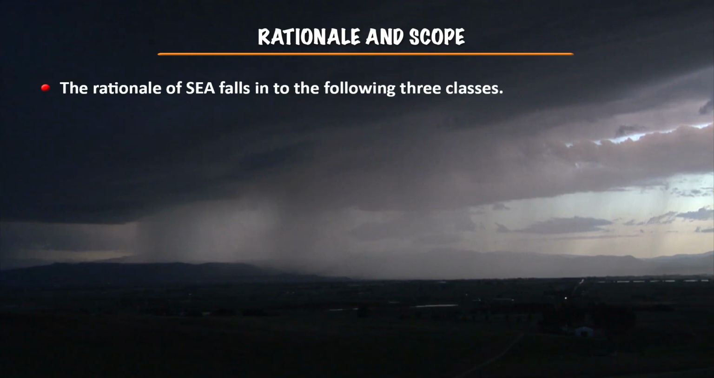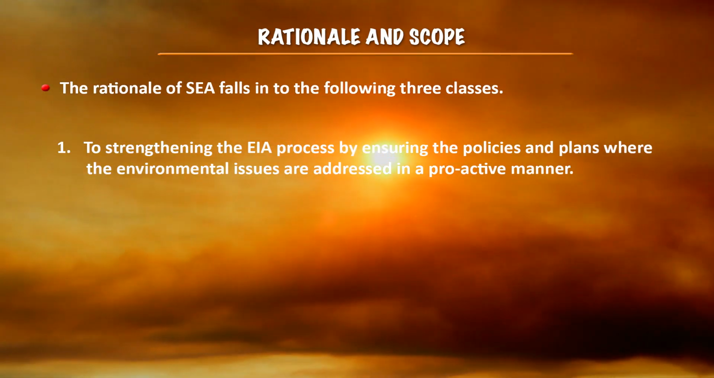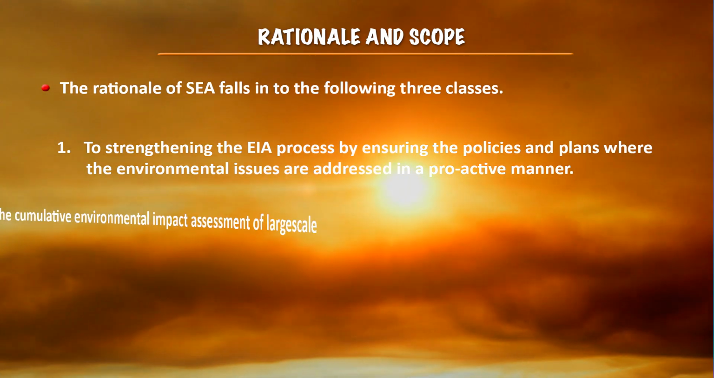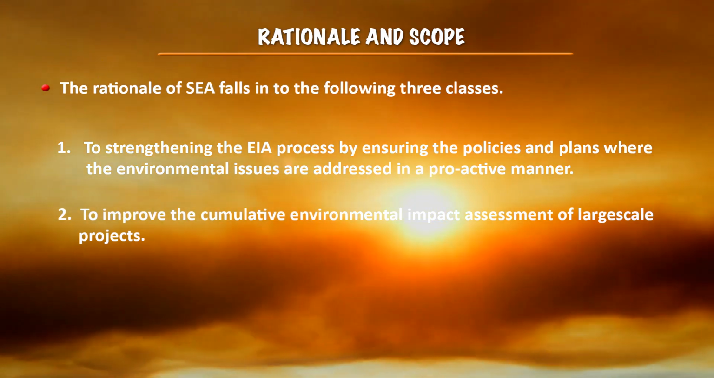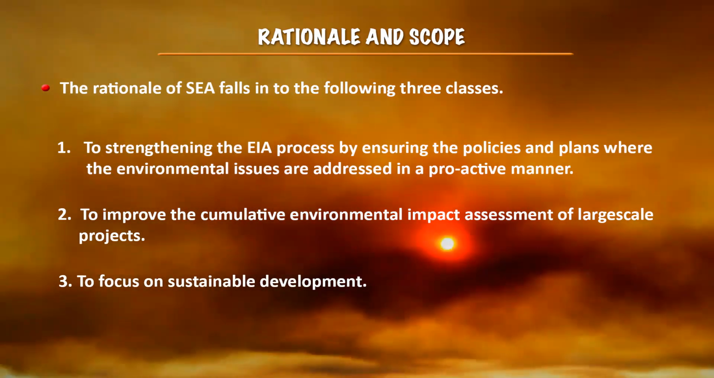Now let us see the rationale and scope of strategic environmental assessment. The rationale falls into 3 categories. The first category is strengthening the environmental impact assessment process by ensuring that in policies and plans, environmental issues are addressed in a proactive manner. Second, to improve the cumulative environmental impact assessment of large scale projects. Thirdly, it will focus on sustainable development.